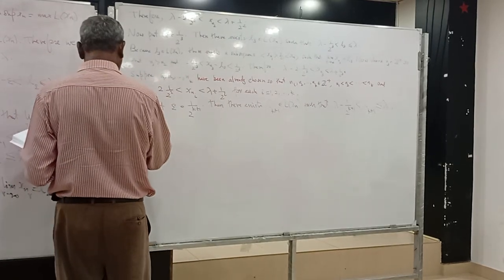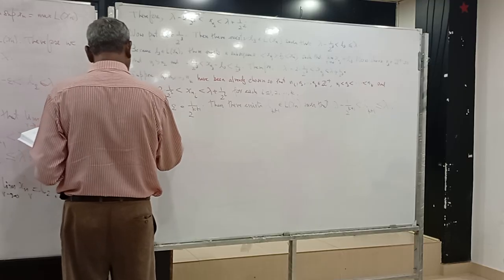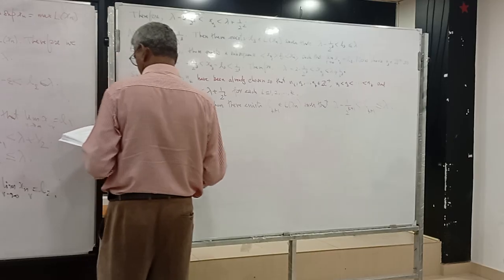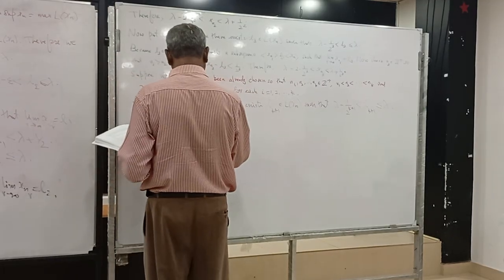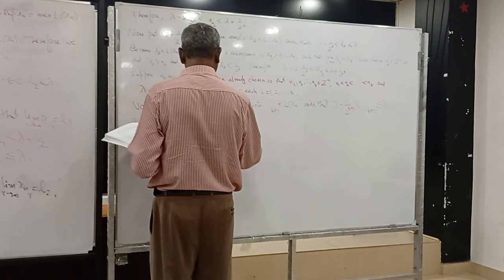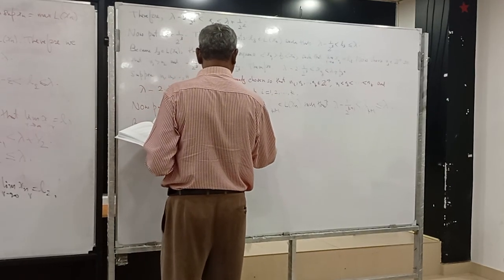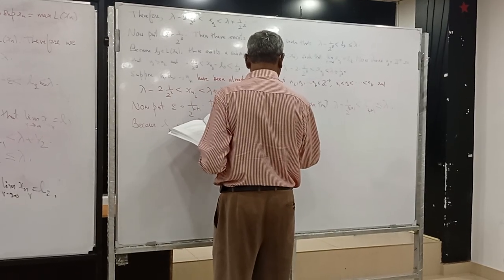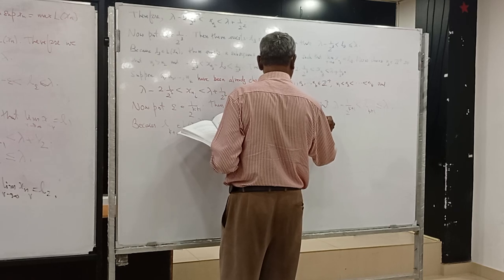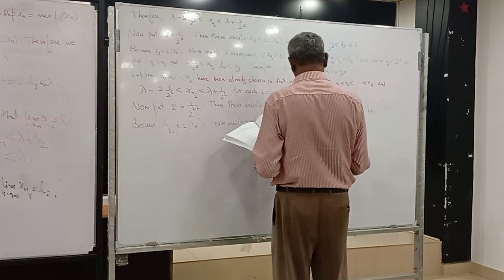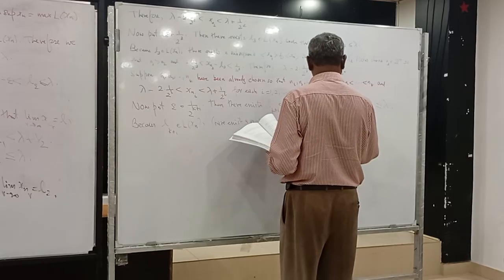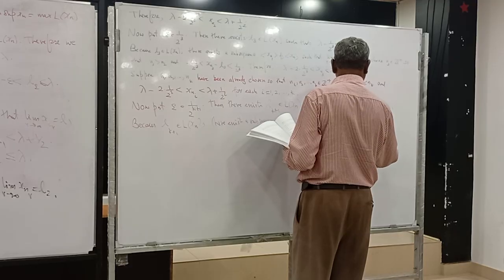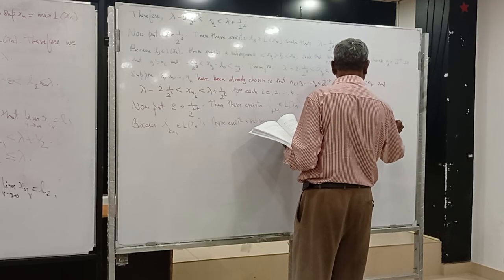Because L_{k+1} belongs to L(x_n), there is a subsequence x_{n_r} of x_n such that the limit as r tends to infinity of x_{n_r} is equal to L_{k+1}.